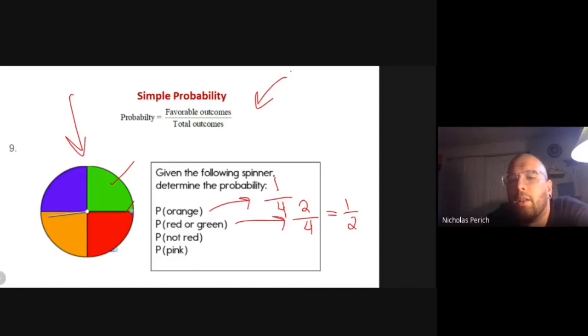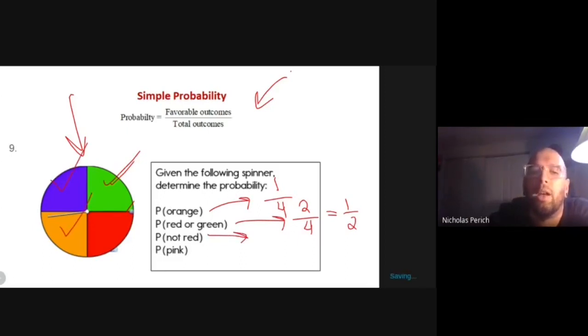Not red. You're not red. You're not red. So since you're not red, that's 3 options out of 4 possibilities.